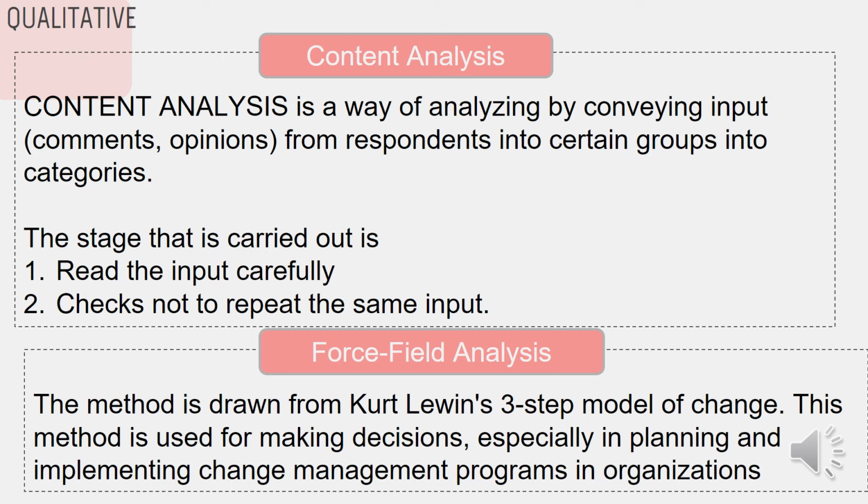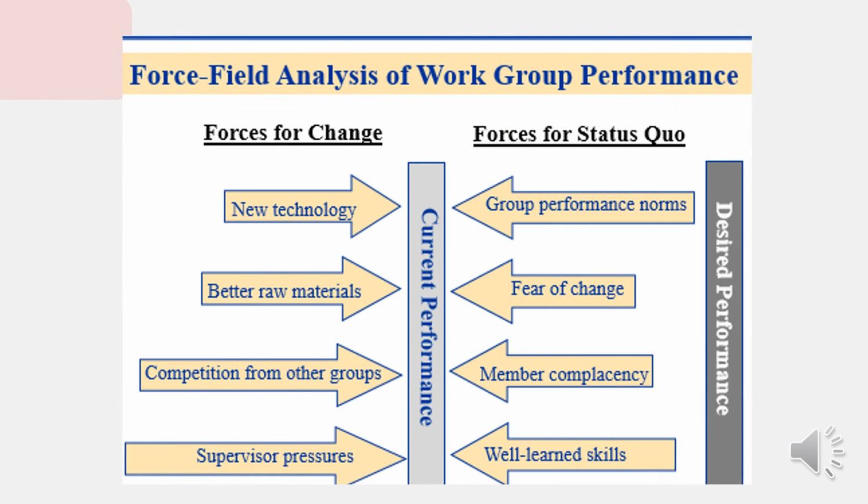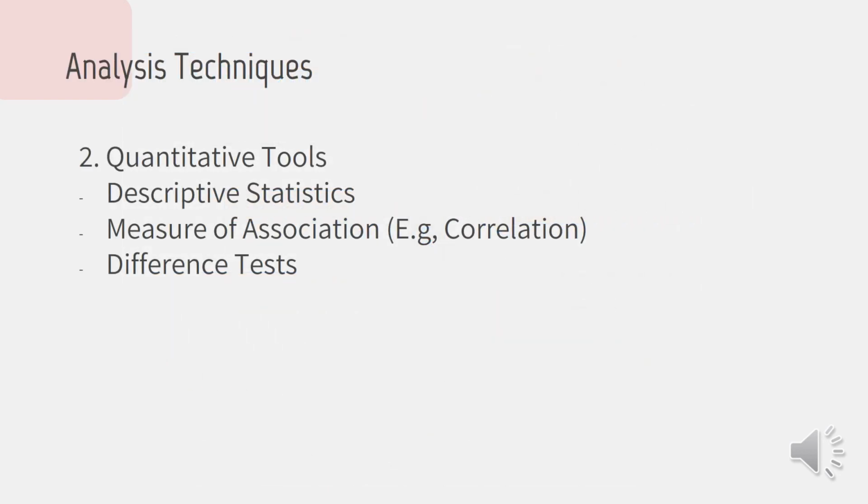Force field analysis. The method is drawn from Kurt Lewin's three-step model of change. This method is used for making decisions, especially in planning and implementing change management programs in organizations. Example of force field analysis of work group performance. And then technique 2 is quantitative tools, which include descriptive statistics, measures of association, for example correlation, and difference tests.